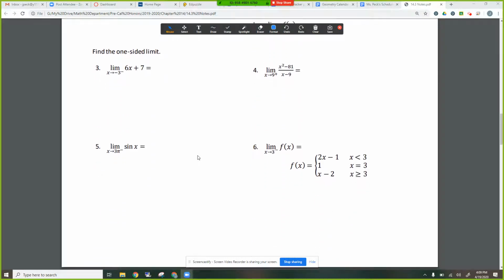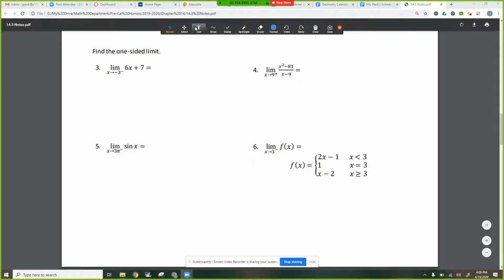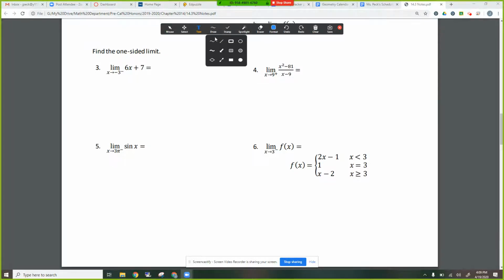So let's look at some one-sided limits, but in terms of an equation and not a graph. We're looking at number 3. It says, find the limit as x is approaching -3 from the left-hand side. And the function we're looking at here is 6x plus 7.